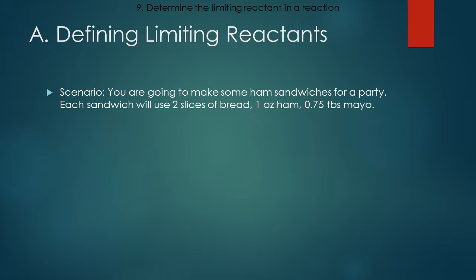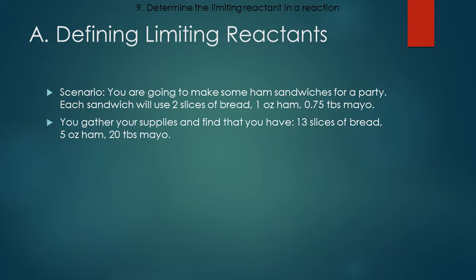Let's say that you're going to make some ham sandwiches for a party. Each of your sandwiches will use 2 slices of bread, 1 ounce of ham, and 0.75 tablespoons of mayonnaise. So you gather all of your supplies and you find that you have 13 slices of bread, 5 ounces of ham, and 20 tablespoons of mayonnaise. Now I want you to ask yourself the question, how many sandwiches can you make? Go ahead and consider that for a moment.